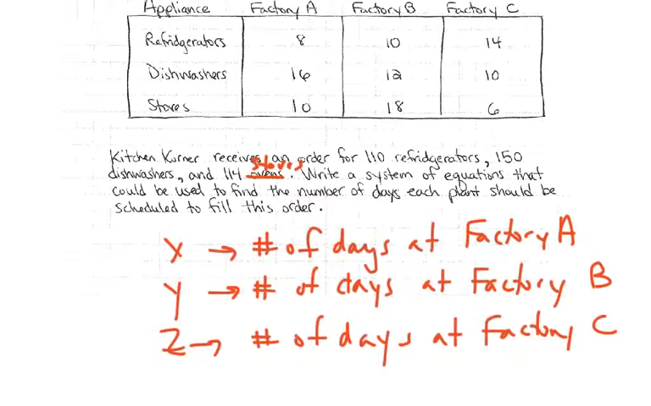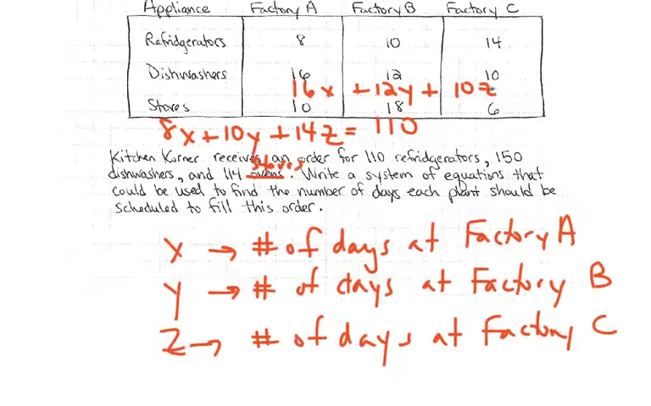So my first equation is going to be 8x plus 10y plus 14z is equal to 110, because in total we make 110 refrigerators. Our second equation is going to be 16x plus 12y plus 10z, and that's going to equal 150 because we make 150 dishwashers. I suppose I should have written my first equation here to give myself space.